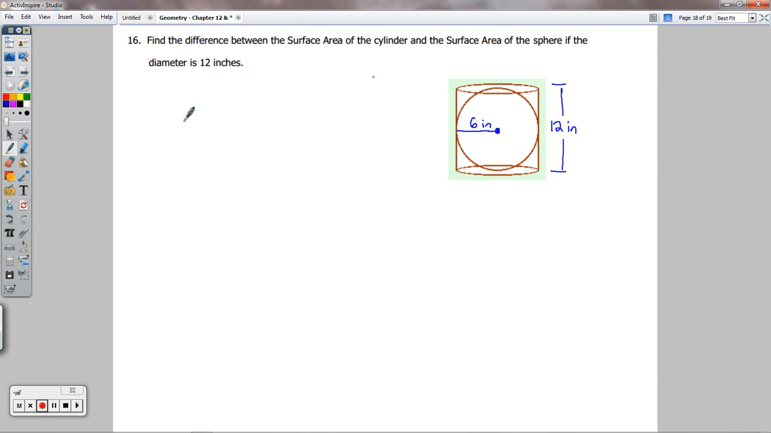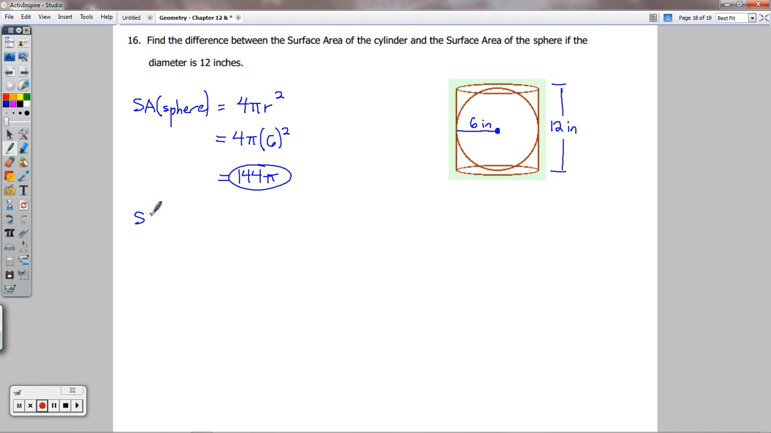The sphere is going to be a bit smaller than that. So let's find the surface area of the sphere. I'll find that first, and I'll find the surface area of the cylinder after that. So for the sphere, it's 4 pi r squared. That's 4 times pi times 6 squared. That'd be 36 times 4, that'd be 144 pi. And I'll just leave it like that for now.